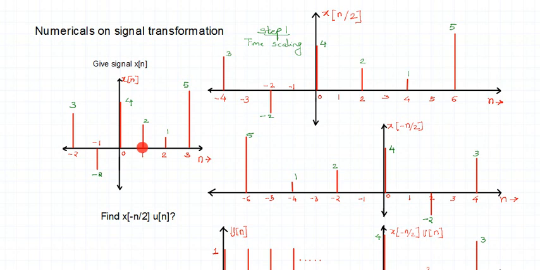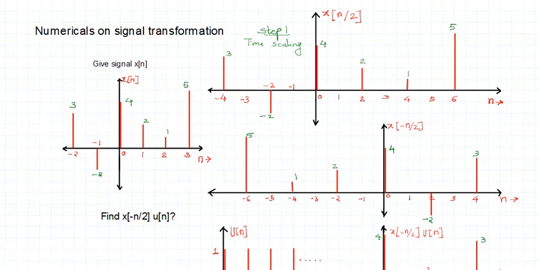This particular sample will appear at 1 into 2, at 2. So this particular sample of magnitude 2 is appearing at 2. 2 into 2, 4. This sample is appearing at 4. This sample at 3 into 2 is appearing at 6. In between, no samples means the magnitude is 0 at these instants. So this is step number 1.